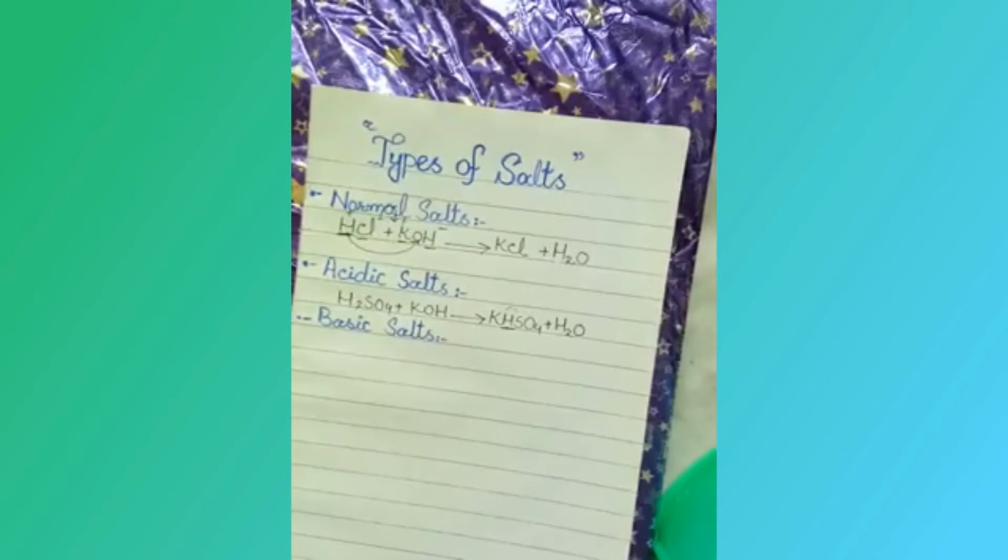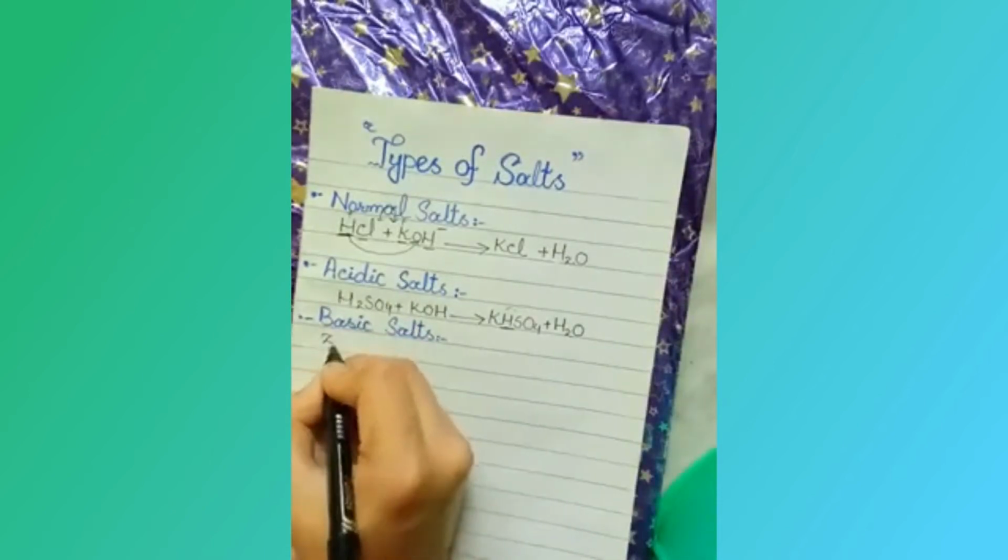The next type is the basic salts. Basic salts are formed by the incomplete neutralization of a polyhydroxy base by an acid. We will take the reaction of zinc hydroxynitrate with nitric acid.